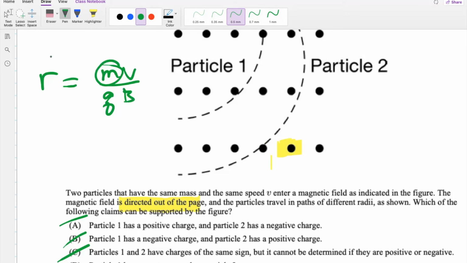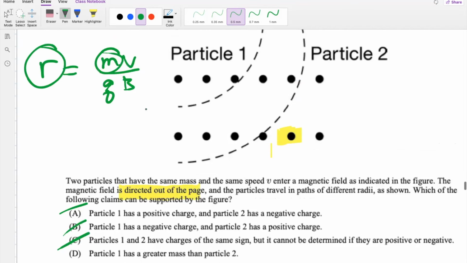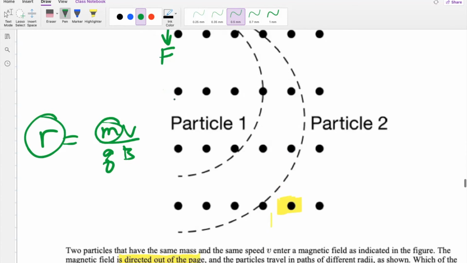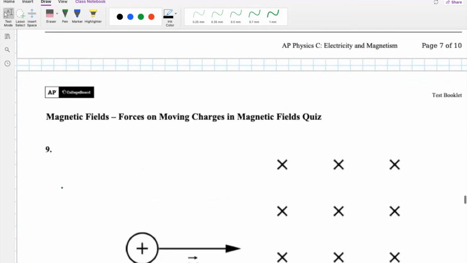The more mass we have, the more radius of curvature we have. And particle 1 has a smaller radius of curvature, so not true. These are best answer choice.